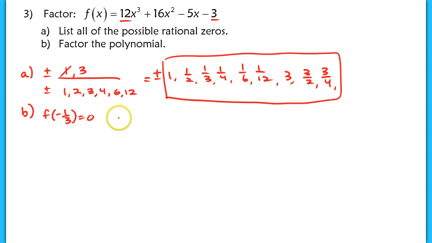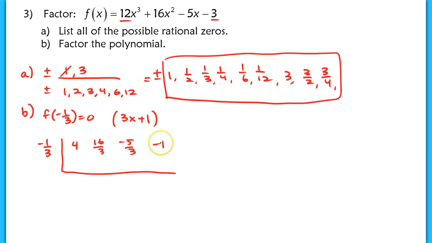So by the rational root theorem, we know then that 3x plus 1 should be a factor of this particular polynomial. So what I'm going to do is use synthetic division. I'll start with that negative 1/3 on the outside here. And again, because we are trying to use this as our linear factor, we need to divide everything by 3 in our coefficients here. So I'd have 4, 16/3, negative 5/3, and negative 1 here for the coefficients.